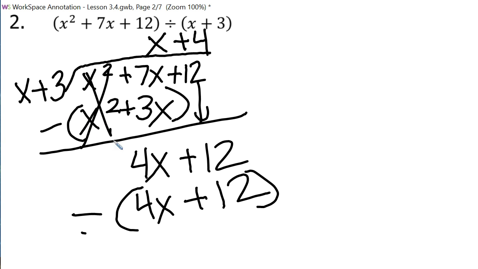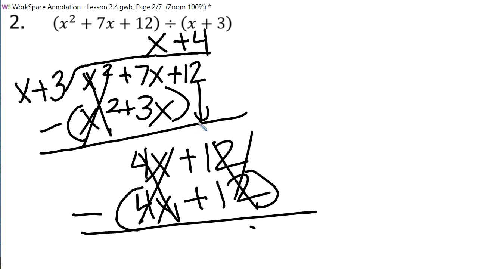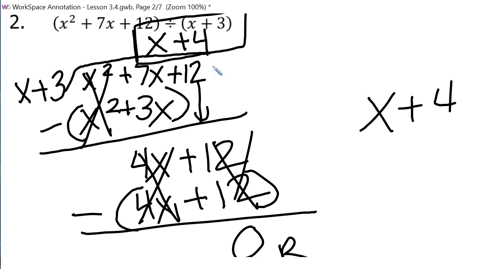What is 4x minus 4x? 0. What is 12 minus 12? 0. Do I have any more terms to drop down? No, so that means I'm finished. So 0 is my remainder. So if your remainder is 0, you don't have to write it. So our answer is what we have at the top. So either box it in, or you can write your answer out to the side.